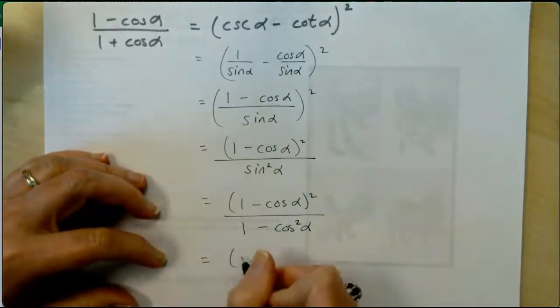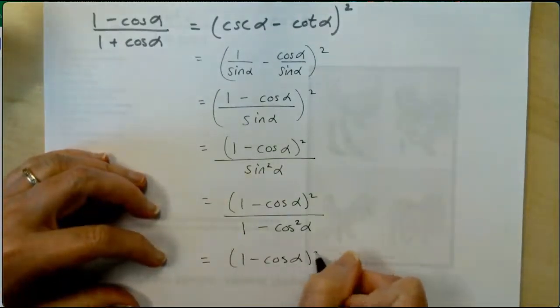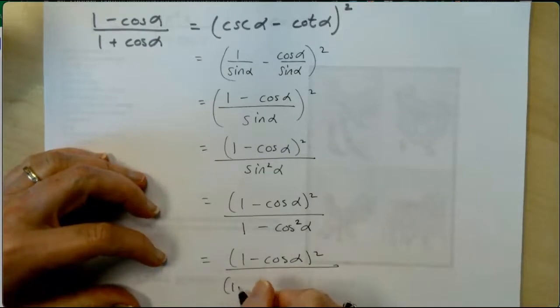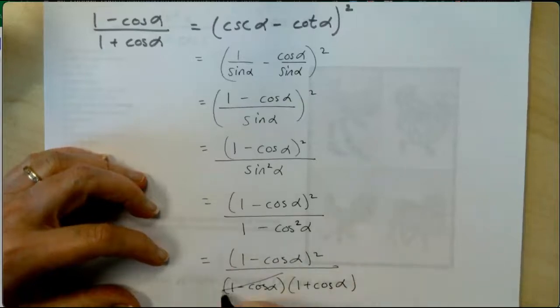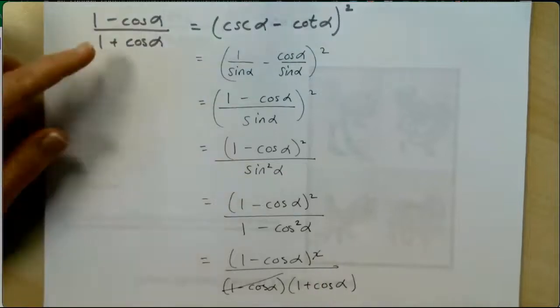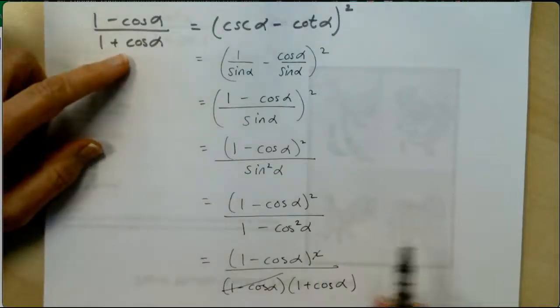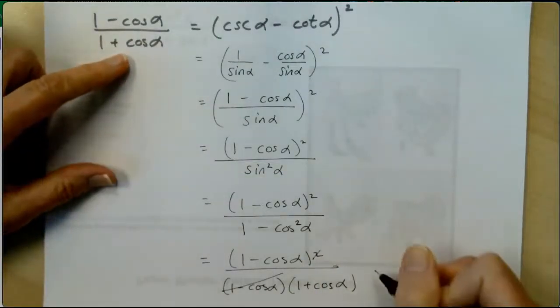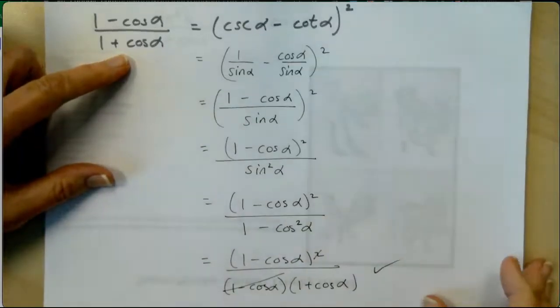And when we factor it, we get 1 minus cosine alpha times 1 plus cosine alpha. One power of 1 minus cosine alpha will cancel, and we end up with the left-hand side of 1 minus cosine over 1 plus cosine, and we're done. That's verifying.